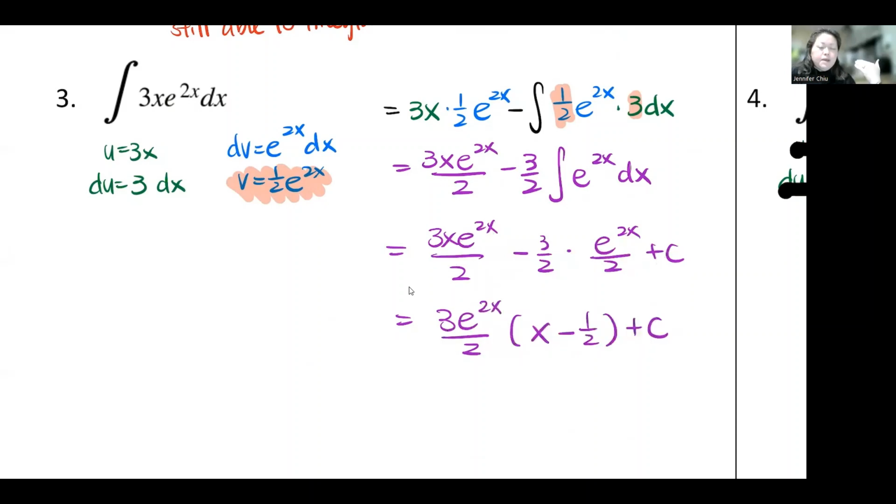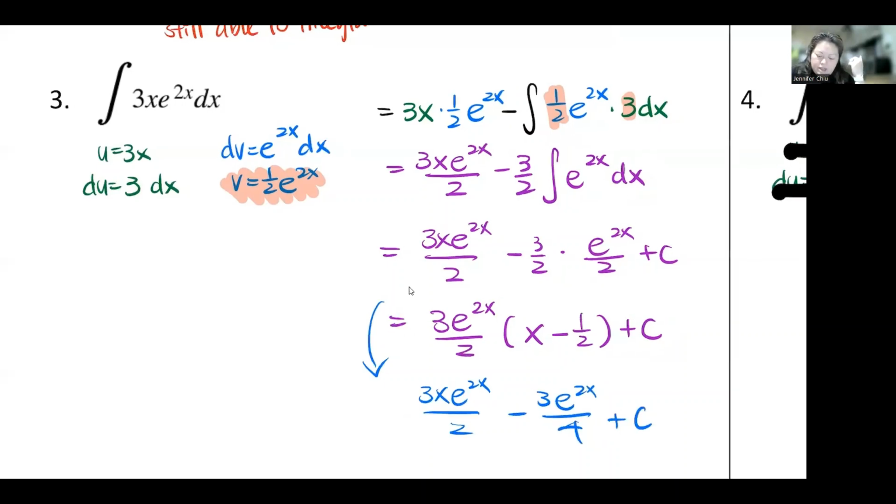So hence, my final answer looks something like this. And I'm going to clean up. You don't have to do exactly what I did here. You don't have to factor it out, but this is what I was saying before. It is optional to factor out. If you do not factor out, you can just keep it as 3x e to 2x over 2 minus 3 e to 2x over 4 plus c, and that's totally fine, okay?